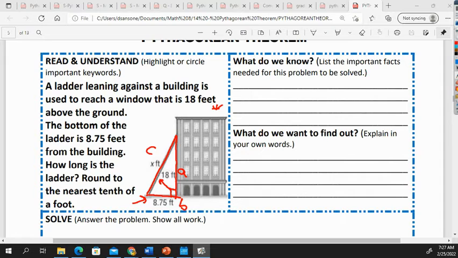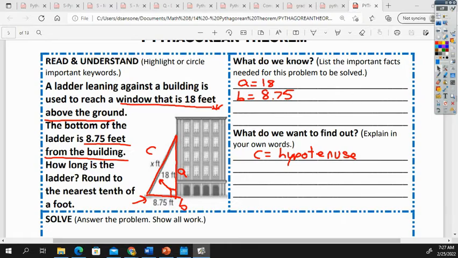It says that the window is 18 feet above the ground. That's how we found our A. It says the bottom of the ladder is 8.75 feet from the building. And they want to know how long the ladder is. So what do we know? Well, we know that A equals 18. We know that B equals 8.75. What are we looking to find out? We're trying to find our C, or the hypotenuse. So make sure we get that all down.